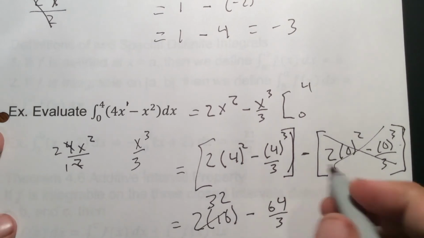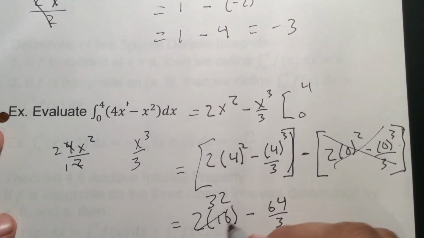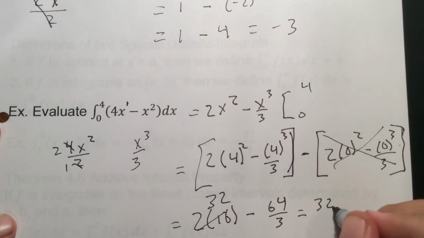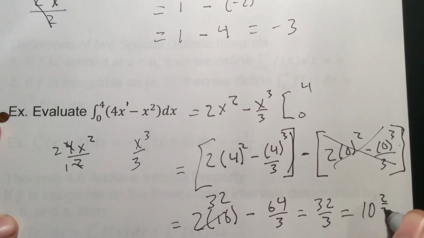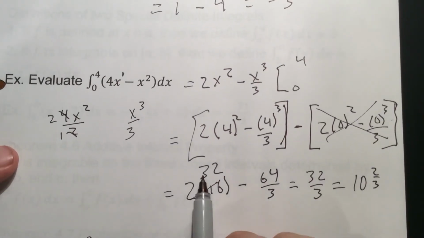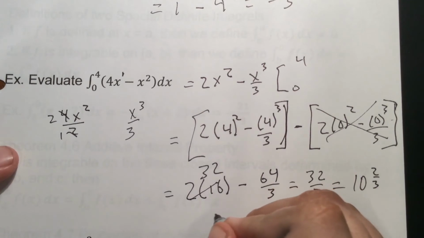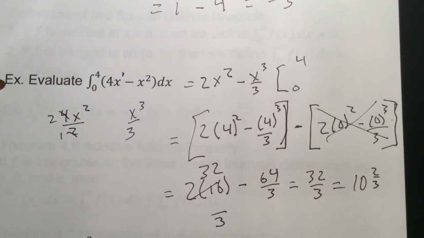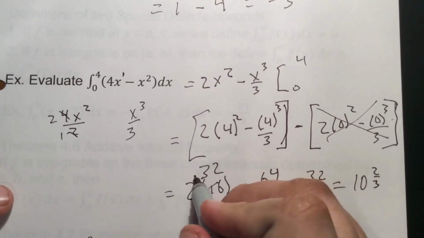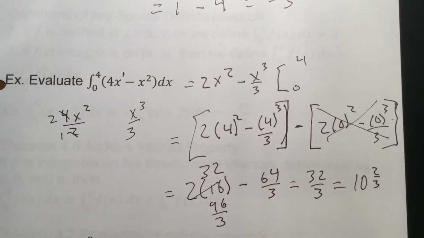So when you subtract these out, you could get like bases, and what you get is 32 over 3, which in other words would be 10 2/3. So 32, if you put it over 3, I'll do that. Sorry, I kind of skipped that step. We'll give you 96. 96 minus 64, 32.